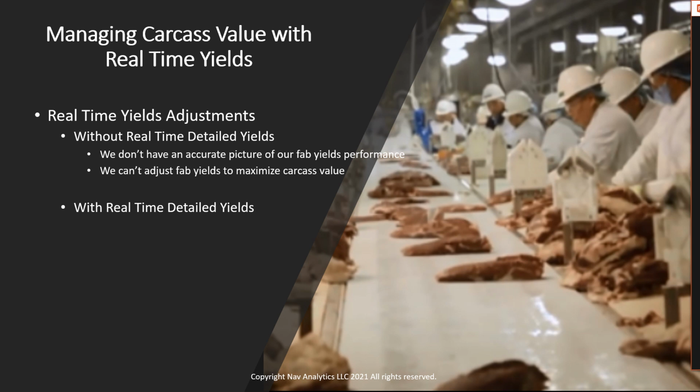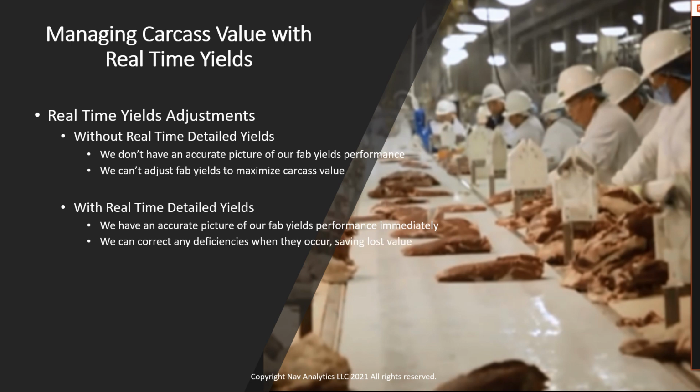With real-time detailed yields, we have an accurate picture of our fab yield performance immediately. We can correct any deficiencies when they occur, saving lost value. And we can manage our yields to a positive 1 or positive 2% plus side, generating additional value.